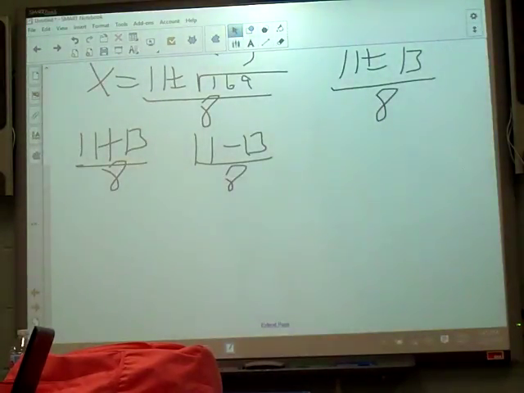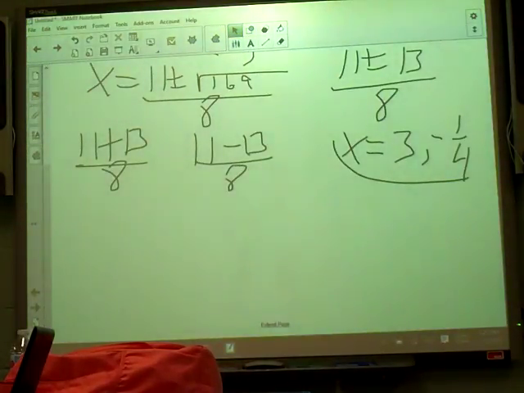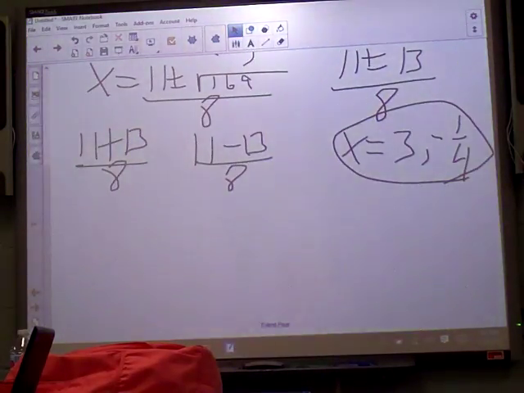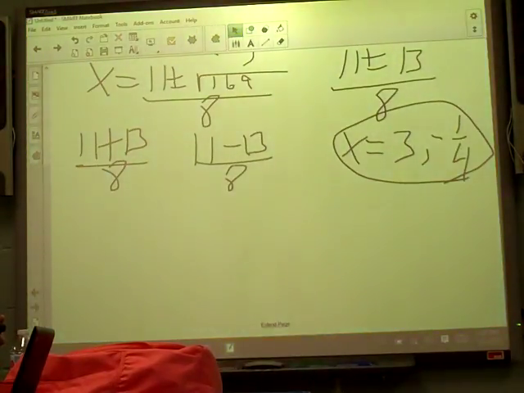11 plus 13 is 24. Divided by 8 gets me a 3. 11 minus 13 is negative 2. Divided by 8 gets me a negative 1/4. What did you say about the negatives right here? Since I had a negative times a negative, I knew that whole chunk was going to turn positive.